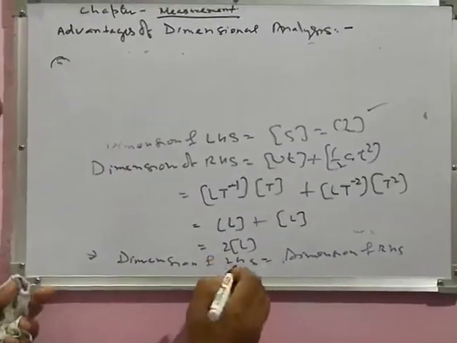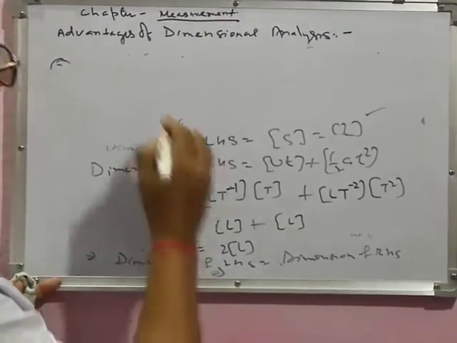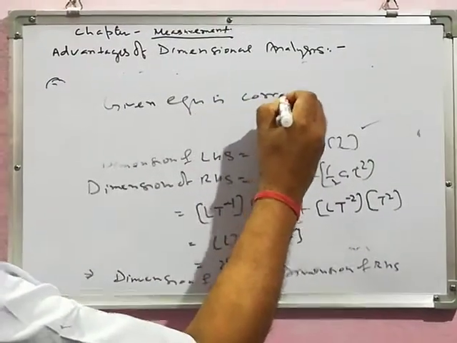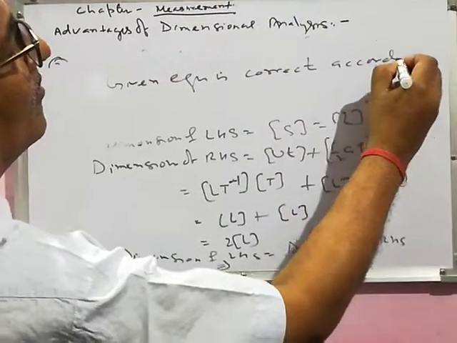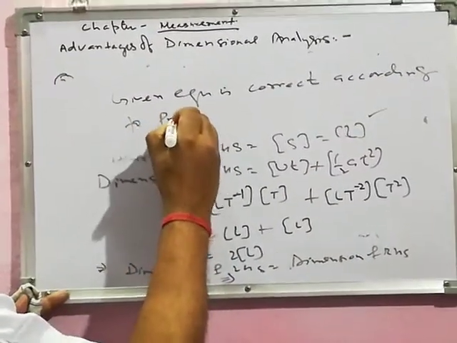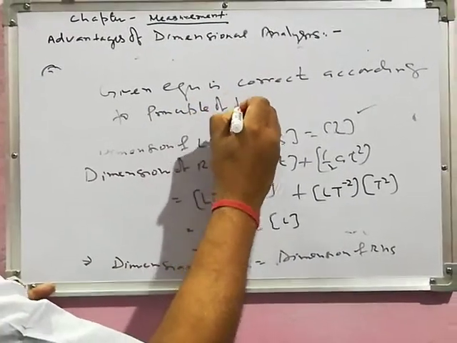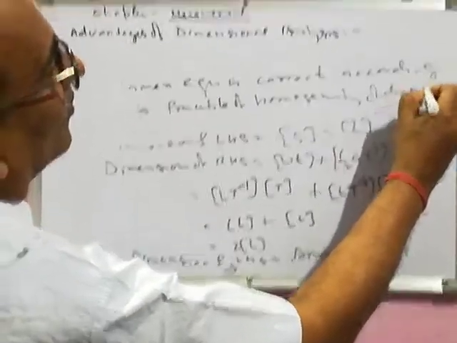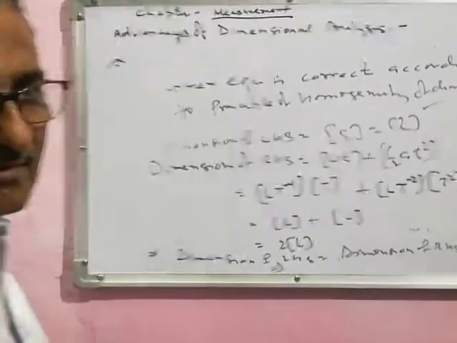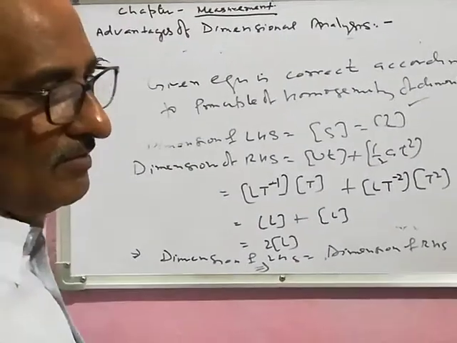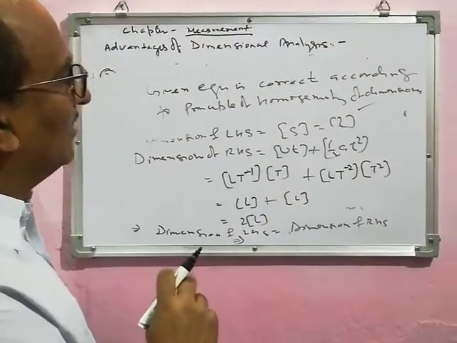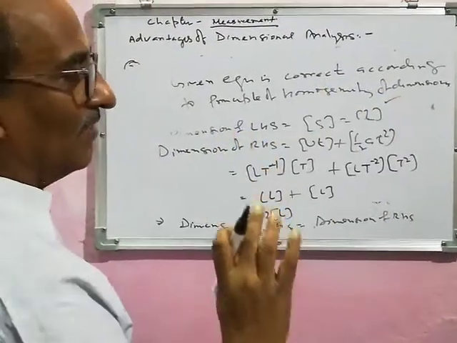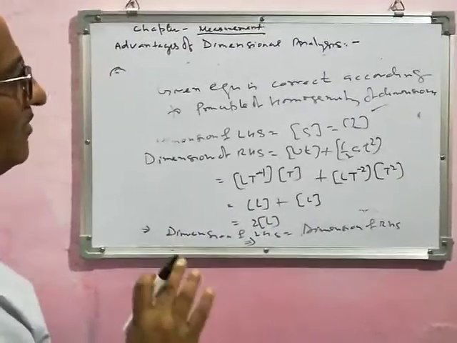Hence this implies that the given equation is correct according to the principle of homogeneity of dimensions. So if in a physical expression the dimension of LHS is equal to the dimension of RHS, the given equation will be correct. Certainly it is correct dimensionally, it is not necessarily numerically correct, but in this way you can verify whether the given equation is dimensionally right or wrong.